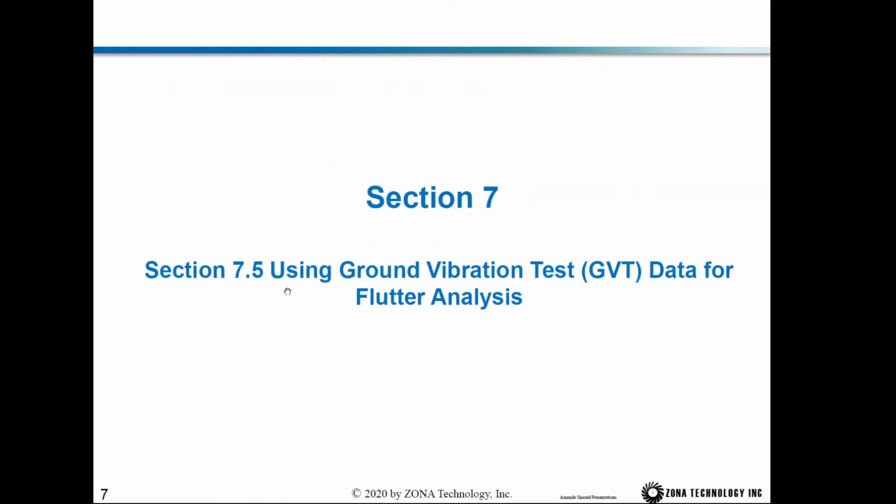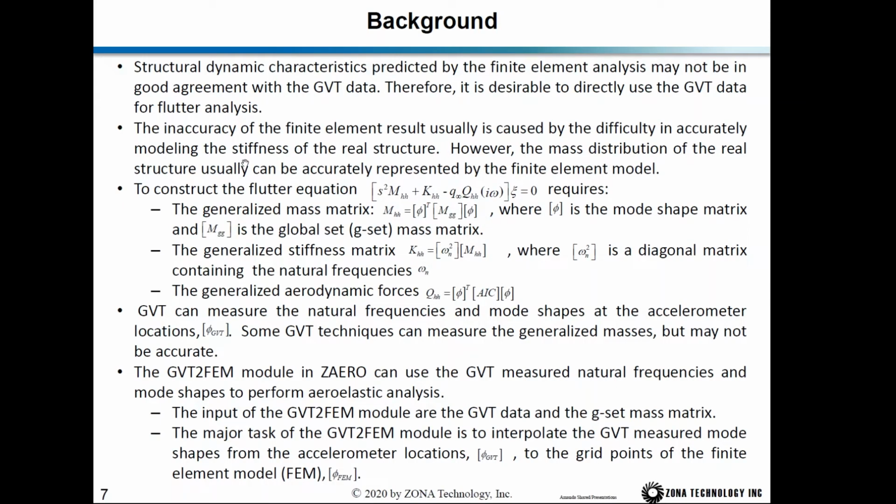Section 7.5, using ground vibration test GVT data for Flutter analysis. Structural dynamic characteristics predicted by the finite element analysis may not be in good agreement with the GVT result. Therefore, it is desirable to directly use the GVT data for Flutter analysis. The inaccuracy of the finite element result usually is caused by the difficulty in accurately modeling the stiffness of the real structure. However, the mass distribution of the real structure usually can be accurately represented by the finite element model.